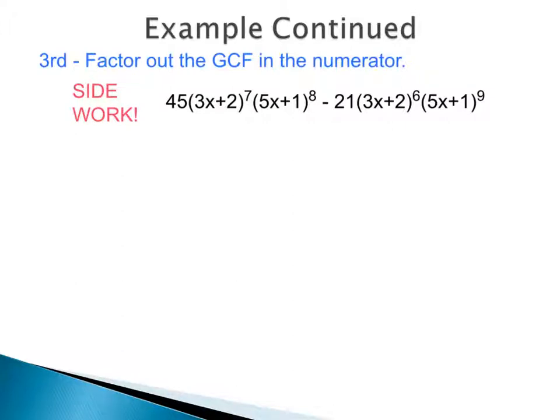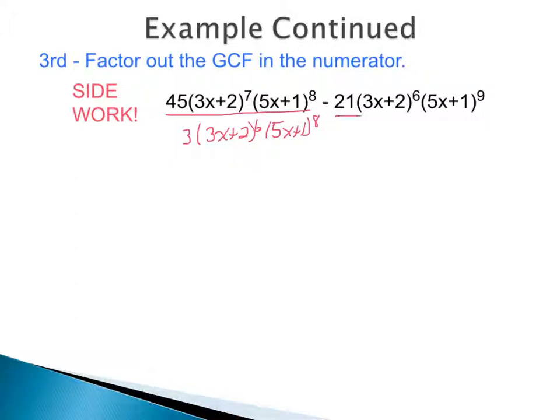You should be able to do it in your head, but if you need to, just do the work off to the side. So I'm dividing the first group by our greatest common factor, which is 3x plus 2 to the 6th, and then 5x plus 1 to the 8th.